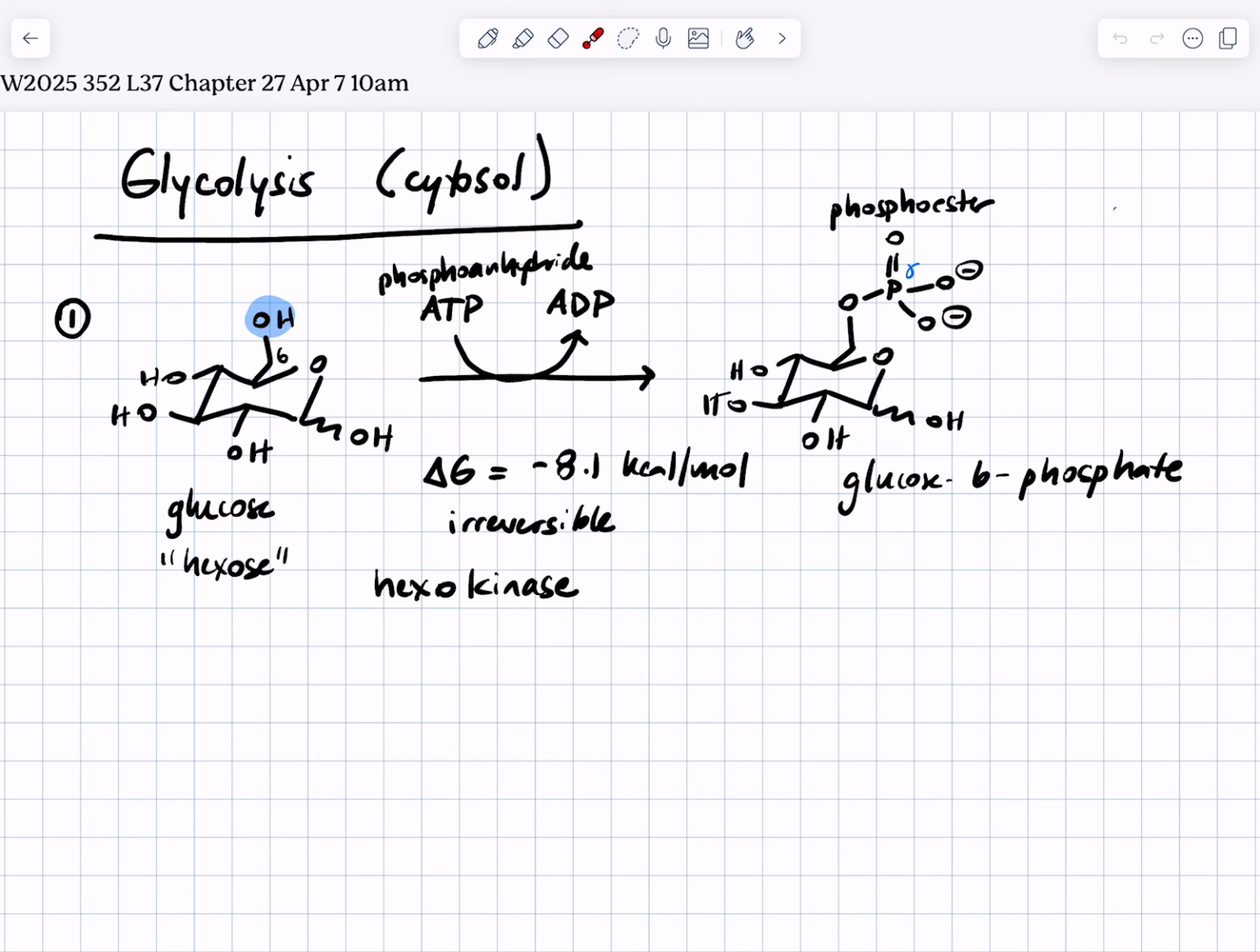I won't show you the mechanism because you've seen a kinase mechanism before in some of the earlier stuff we did with triglyceride metabolism. We would just draw the same thing, only using glucose 6-phosphate. The glucose is the nucleophile with the C6 hydroxyl group.